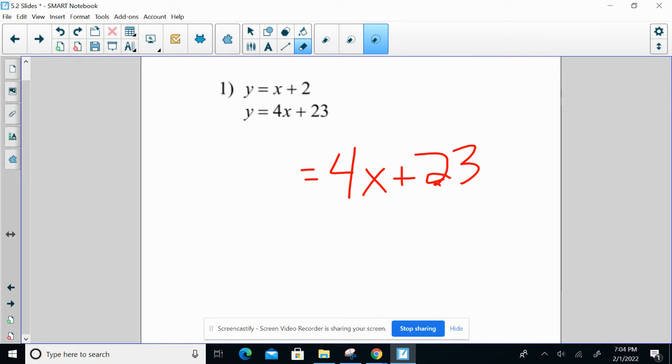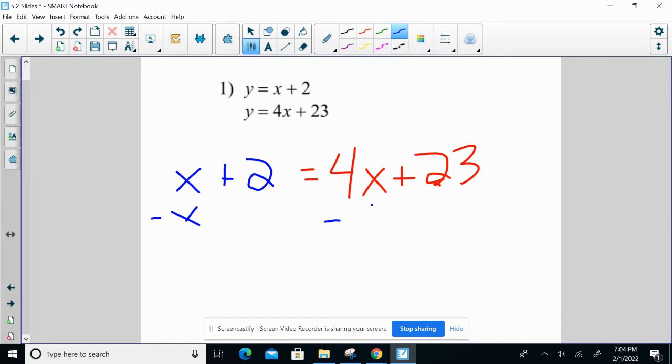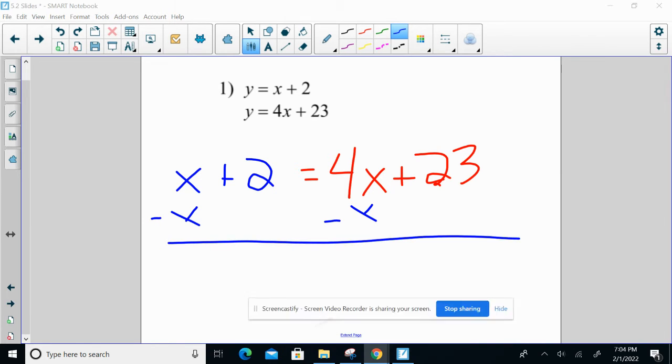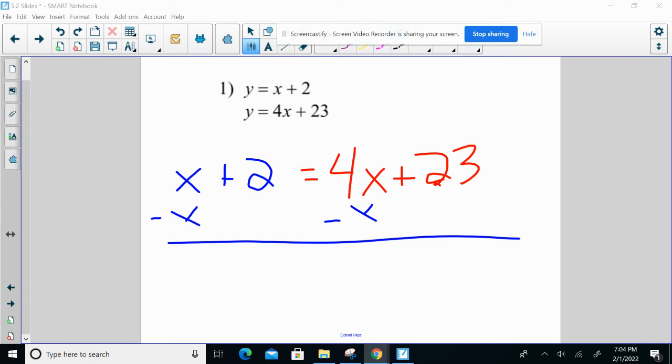You can go back to this and reference it because you're going to have to explain it today. And I'll tell you how. But there you go. Set them equal to each other, solve the equation. Subtract x from both sides. Well, we just need to solve the equation.